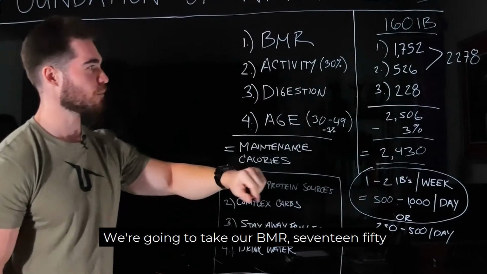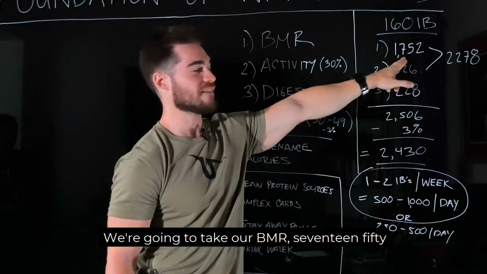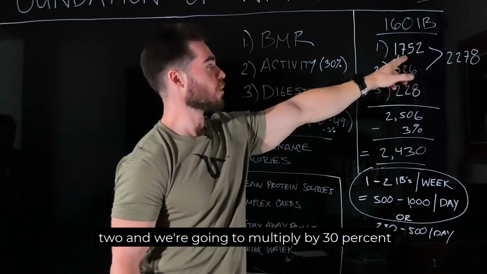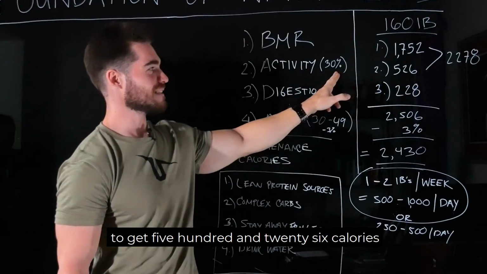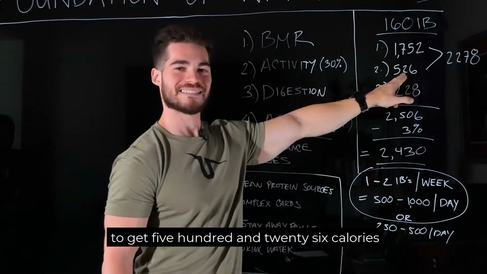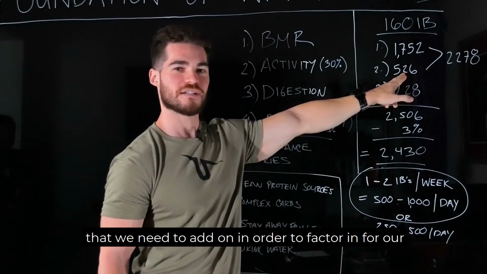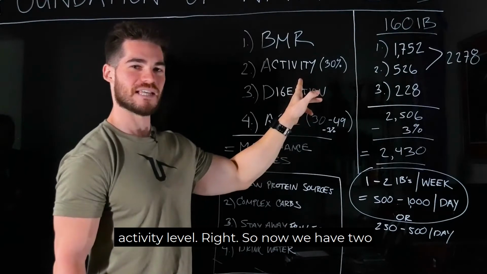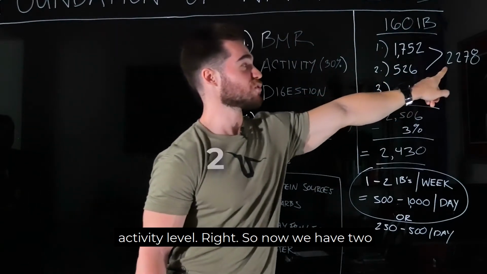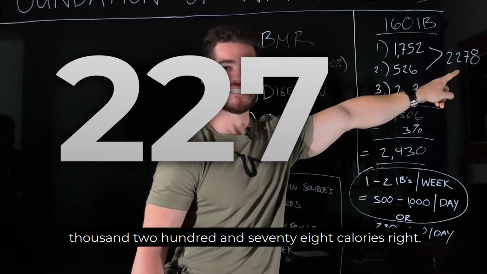So we're gonna do just that. We're going to take our BMR, right, 1752, and we're going to multiply it by 30% to get 526 calories that we need to add on in order to factor in for our activity level, right? So now we have 2,278 calories, right?